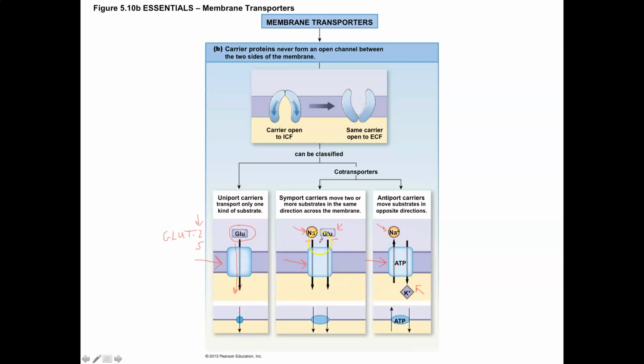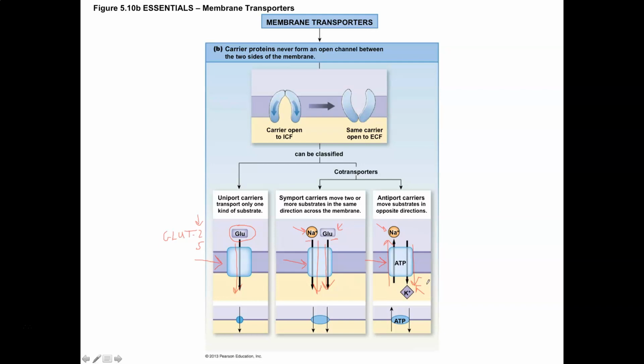If the molecules and ions are moving in the same direction across the plasma membrane, we say that this is a symport carrier. So moving in the same direction is a symport carrier. If they move in opposite directions, so here we have sodium going one way and potassium going the other way, this is an antiport carrier.